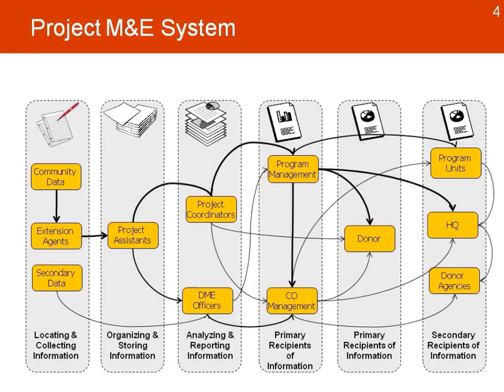For that, we need to first have a good understanding of how information flows in the project. We look at the elements of locating and collecting information when we are collecting community data, the process of organizing and storing information, and the process of analyzing and reporting information, both to primary recipients and secondary recipients of information. So all the flow, how information is transformed and eventually moves to the different actors, creates a set of tasks and work that, depending on the volume of data, will need a consistent system that we can use.